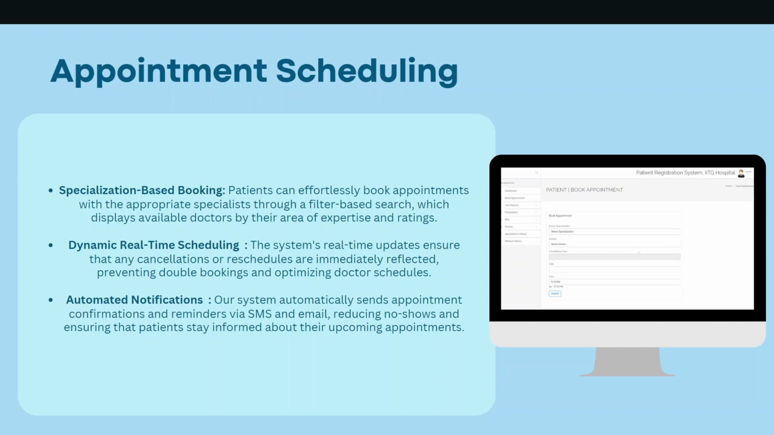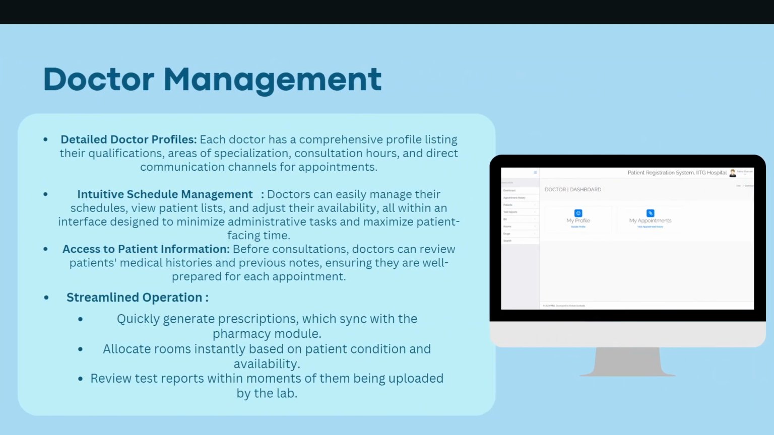So what is the filter-based search? For example, if you approach by doctor first, you will select the doctor specialization, and accordingly, the doctors under that particular specialization will be displayed, and accordingly the person can book the appointment. The system also has real-time updates to ensure that any cancellations or reschedules are immediately reflected, preventing double booking and optimizing doctor schedules. And our system automatically sends appointment confirmation and reminders via SMS and email, reducing no-shows and ensuring that patients stay informed about upcoming appointments.